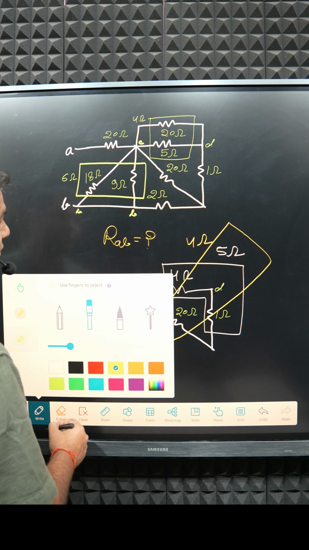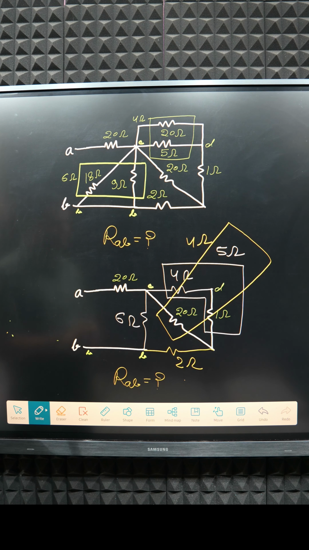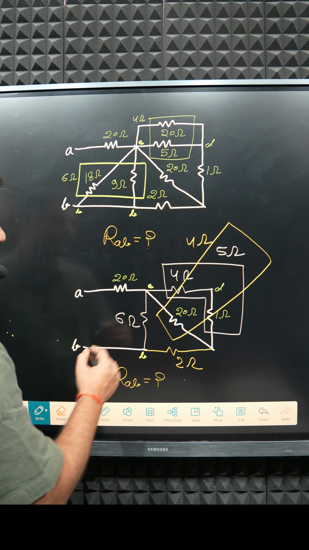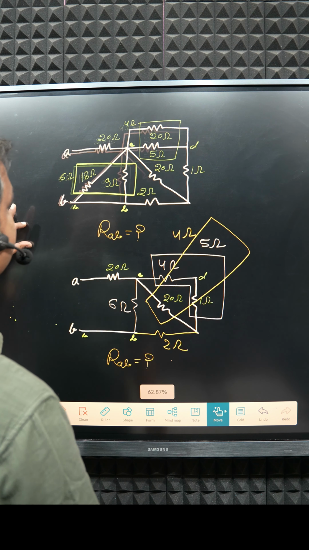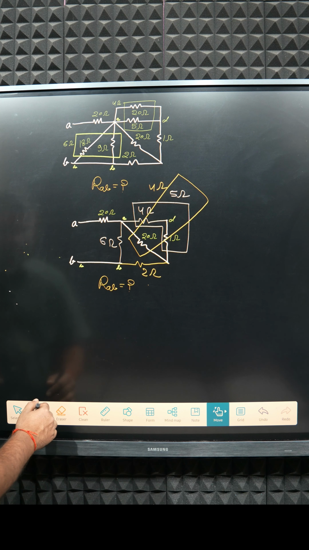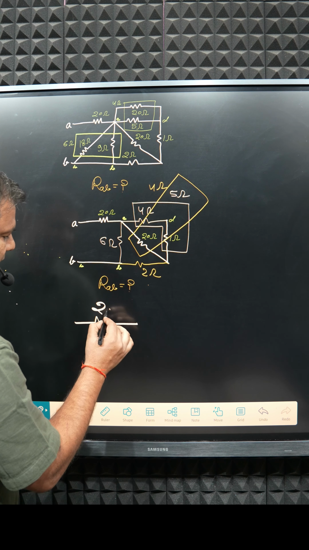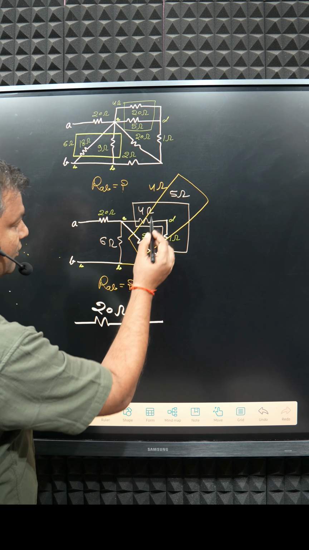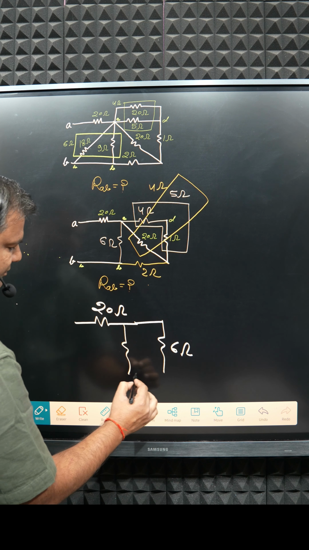Now after that, I hope it is clear. Now next target, 4 and 2 both are in series, so the combination of these two, 4 plus 2, is 6. So you can say that 4 plus 2 is 6. So simply, now this one is 20 and 4 plus 2 is 6 ohm, and this one is 6 ohm.